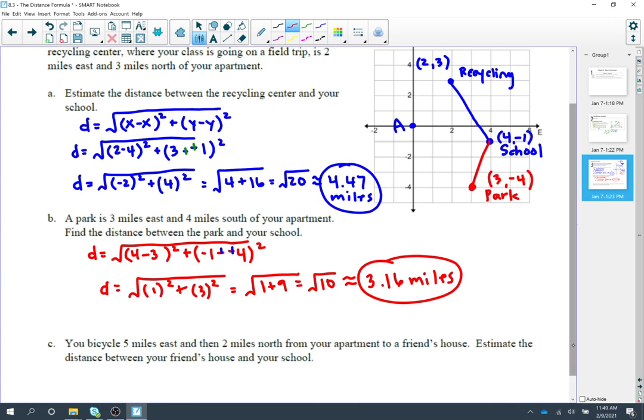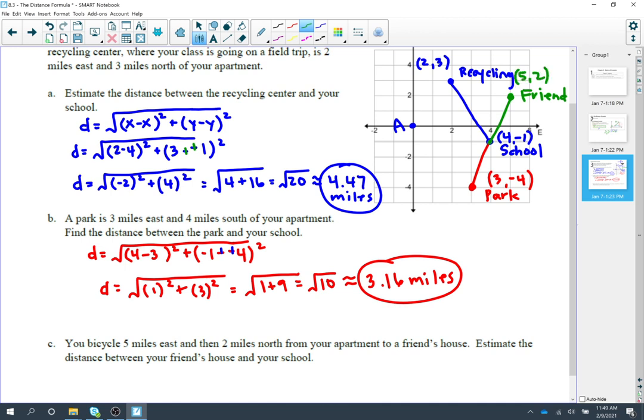Part C. You bicycle 5 miles east and 2 miles north of your apartment to a friend's house. So this is your friend. Estimate the distance between your friend's house and your school. So school, friend's house. The first way we can do this is to use the distance formula again, and our friend's house is at 5, 2.